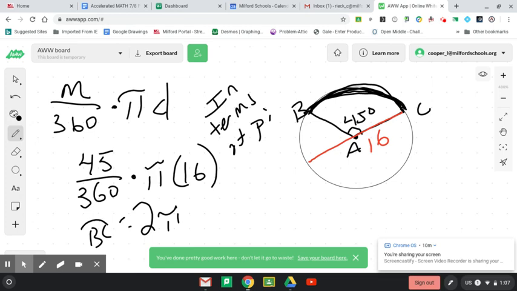If we weren't finding it in terms of pi, then you would simply plug in 3.14 for pi, and we would get 6.28. All right, and that's again finding the length of this arc, which is different than the measure of it.